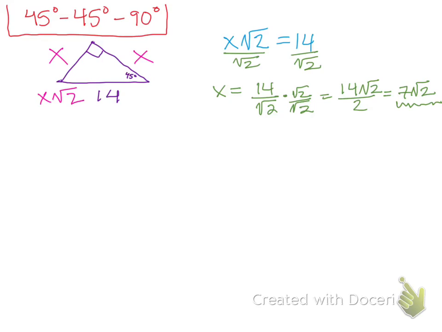That's my x. All right, so now I've got two sides I need to find. I need to find both sides, but they're both x, so I only need to find it one time. So x, what does x equal? 7 square root 2, and that's my answer for the other two sides. 7 square root 2.